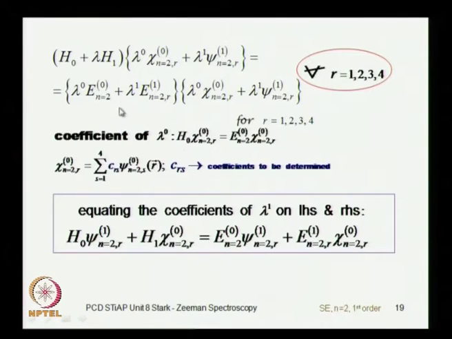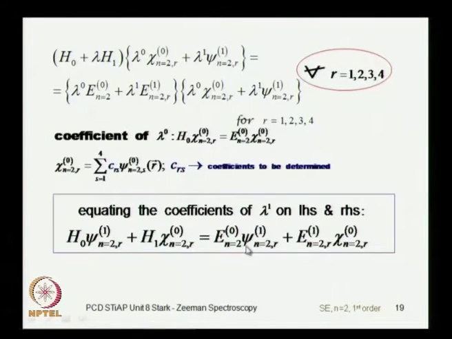If you now do the same, equating the coefficients of lambda to the power 1 on both sides, then on the left hand side you get H0 acting on psi 1, with lambda to the power 1, and then a term which also has lambda to the power 1, so you have H1 operating on this chi 0. These are the two terms that you get on the left hand side. On the right hand side, this is lambda to the power 0, so you will have this term together with the term corresponding to lambda to the first power, which is this.